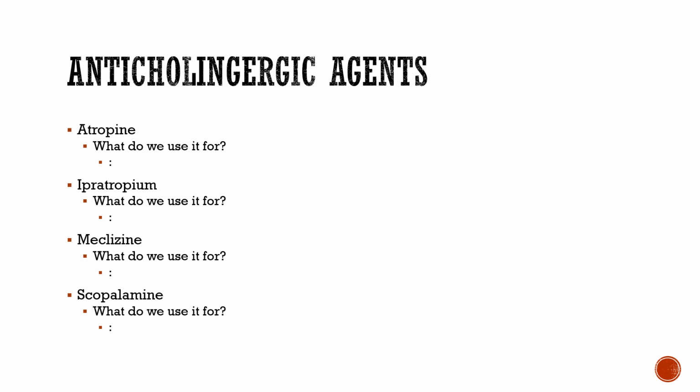Some common anticholinergic agents that we use: atropine. What is it used for? That is bradycardia IV. So if you give this IV, it's for bradycardia, and it's part of the protocol usually for symptomatic severe bradycardia. Ipratropium, we've talked about this med already. That's your anticholinergic respiratory med. That's going to cause bronchodilation, so that's what we're using it for. Meclizine, also known as Antivert, we use that for dizziness. And then scopolamine we use for post-surgical nausea.